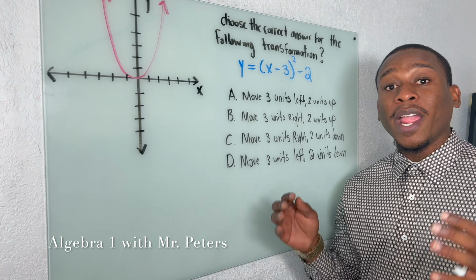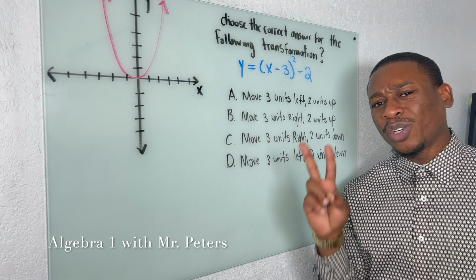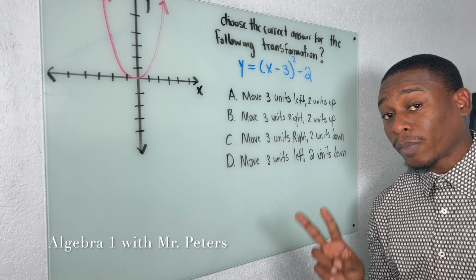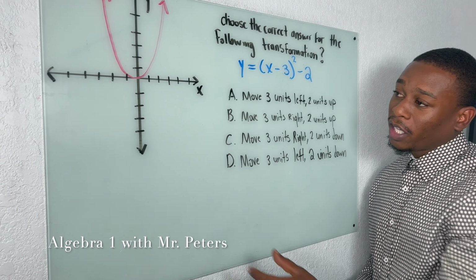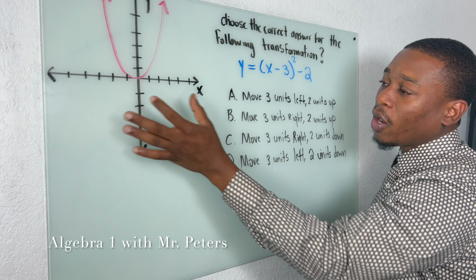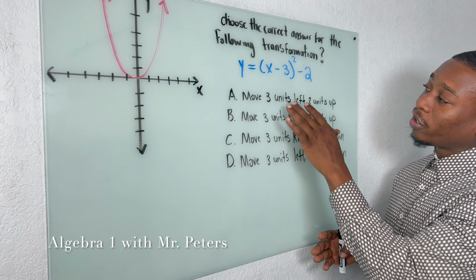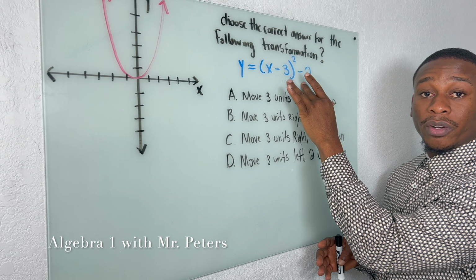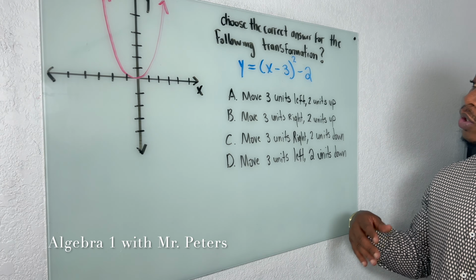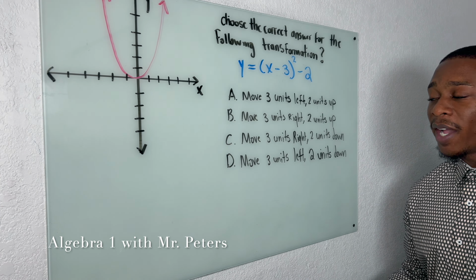Let's get it. In this part of the video, guys, we're going over two multiple choice questions on transformations. Our first one, they gave us the original graph, and they want us to pick the answer choice that will correctly get us to this quadratic here: y is equal to (x minus 3) squared minus 2.